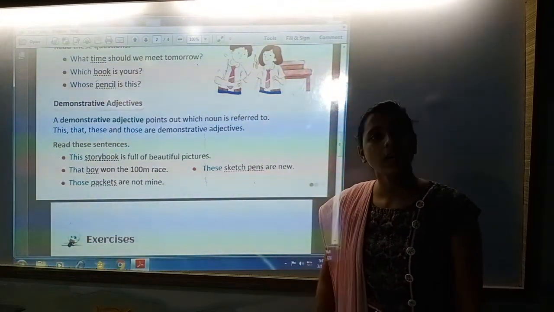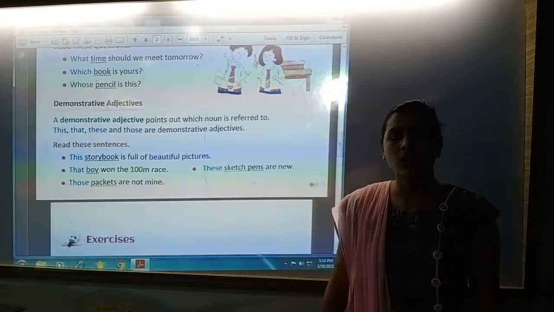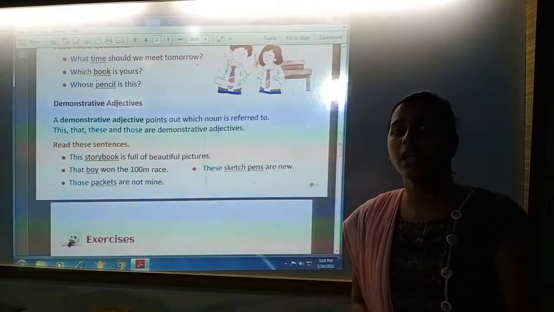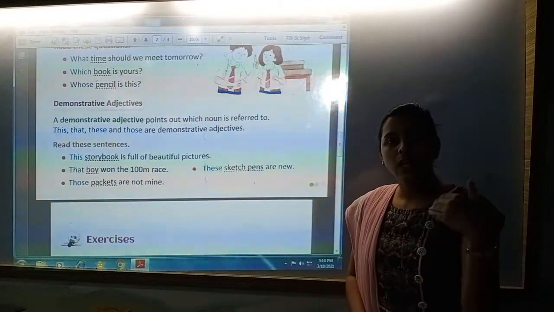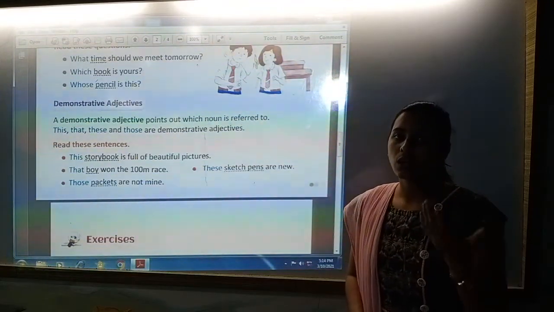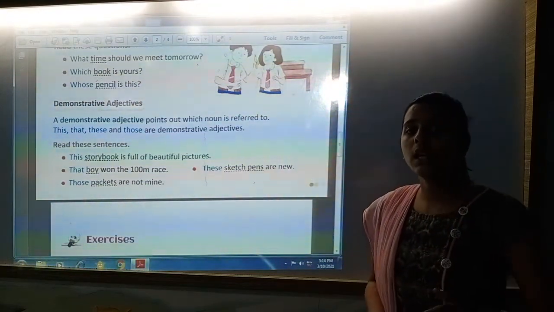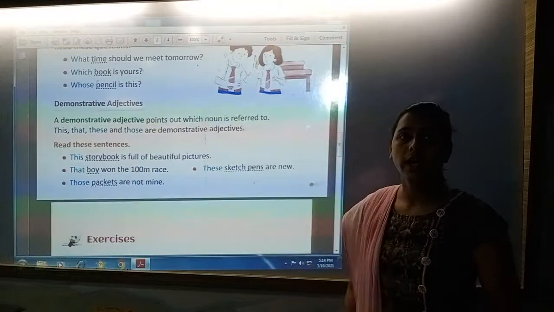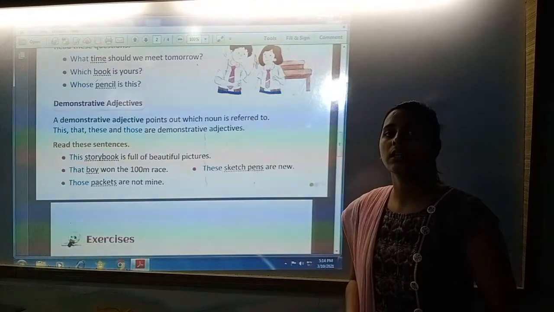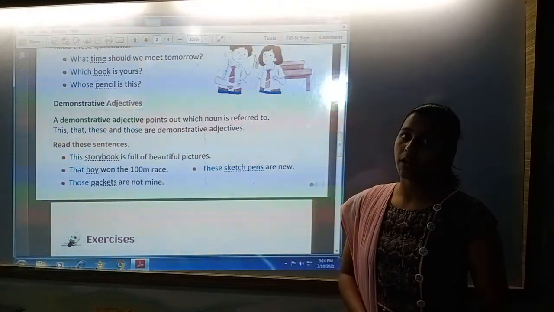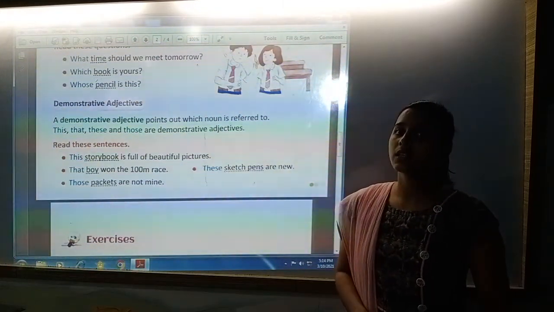Sketch pens are nouns. So in this way, when you ask who or what, you will get the answer as noun, and when you ask which, what, whose, the answer you will get, that will be your adjective. Or when you ask how many, how much, the answer we will get, that will be your adjective. So in this way you can identify adjective and noun in the sentence. Here we have completed the explanation of adjective and its types. Let us revise it again.